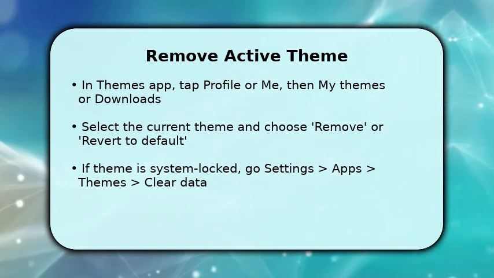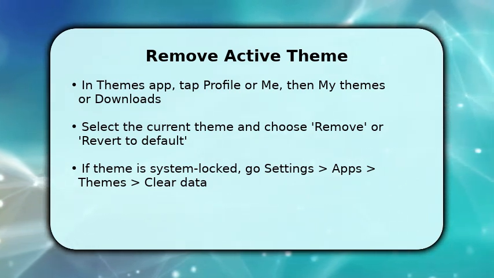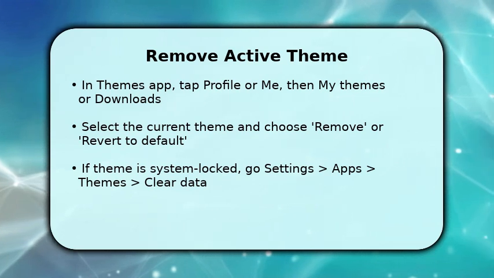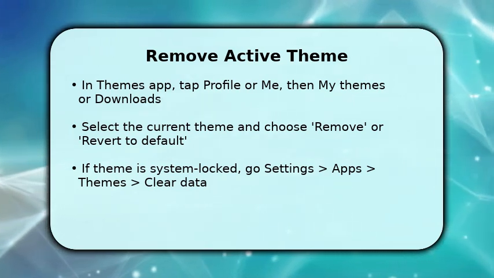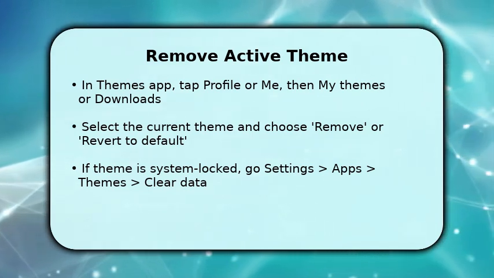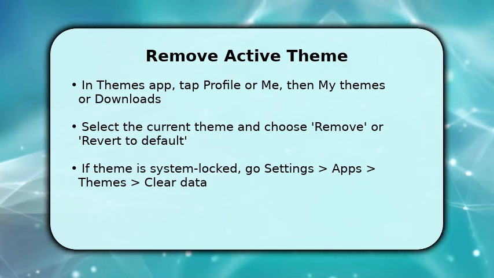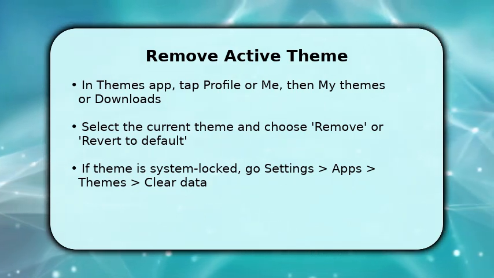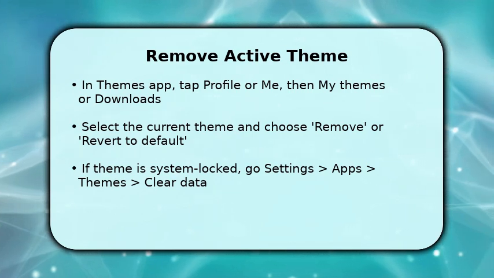If the option is grayed out, go to Settings, Apps, Manage Apps, find Themes, and use Clear Data to strip custom resources. Make sure to reboot afterward. You clear data because some themes are applied at the system app level and must be reset there to fully remove icons, sounds, and lock screen changes.